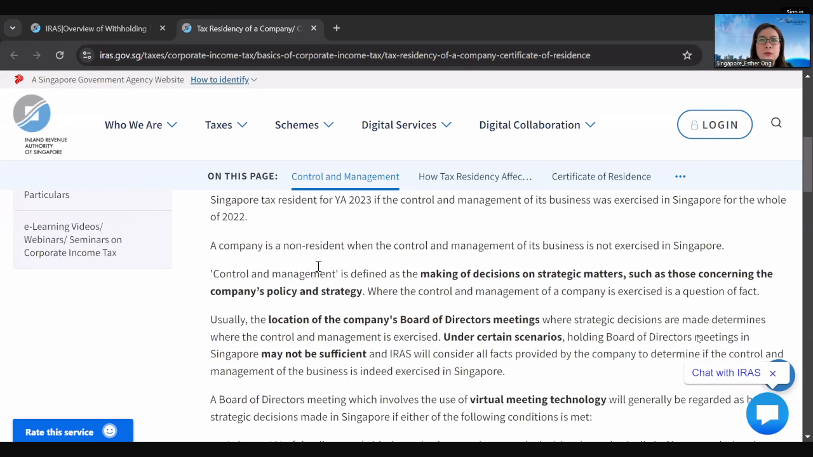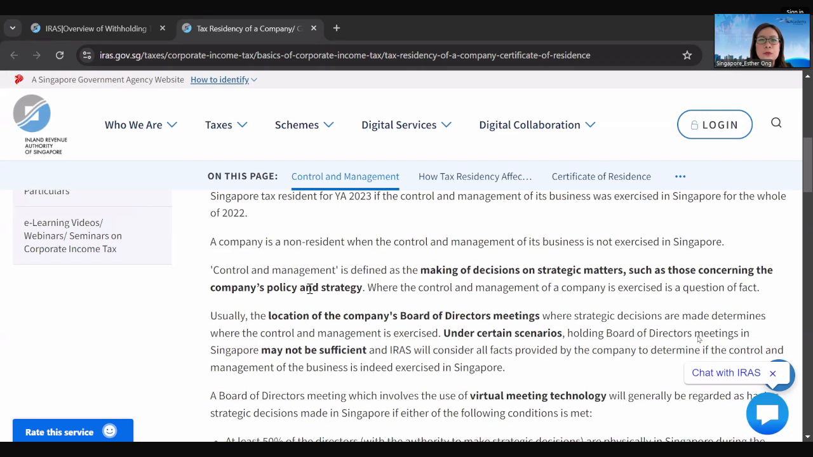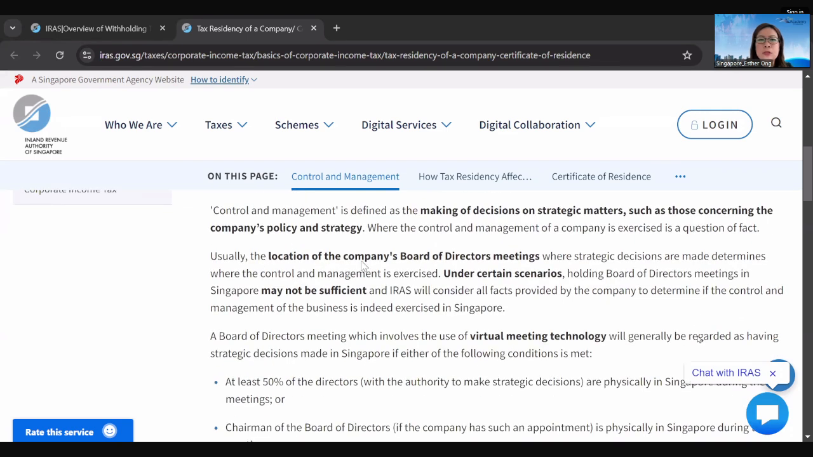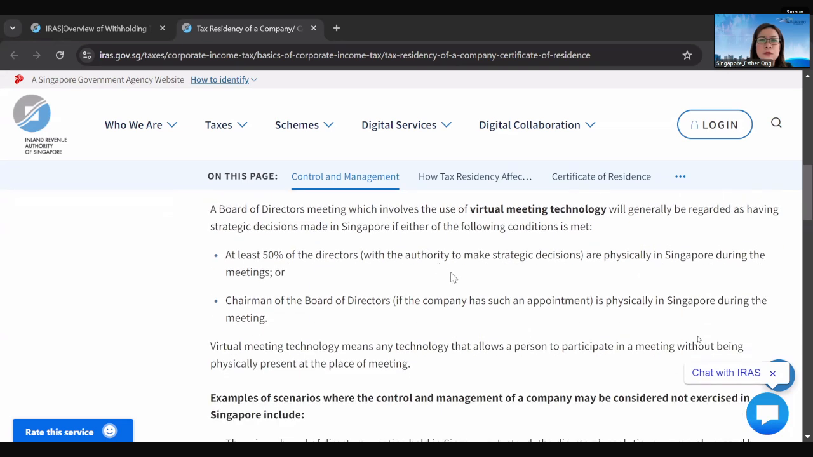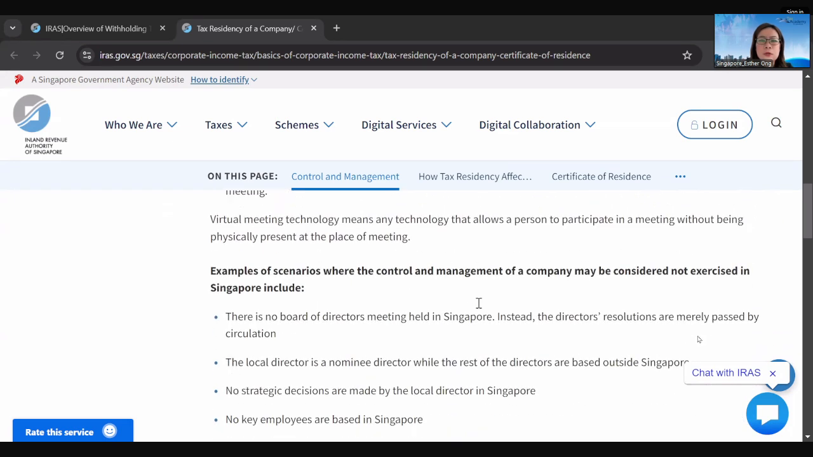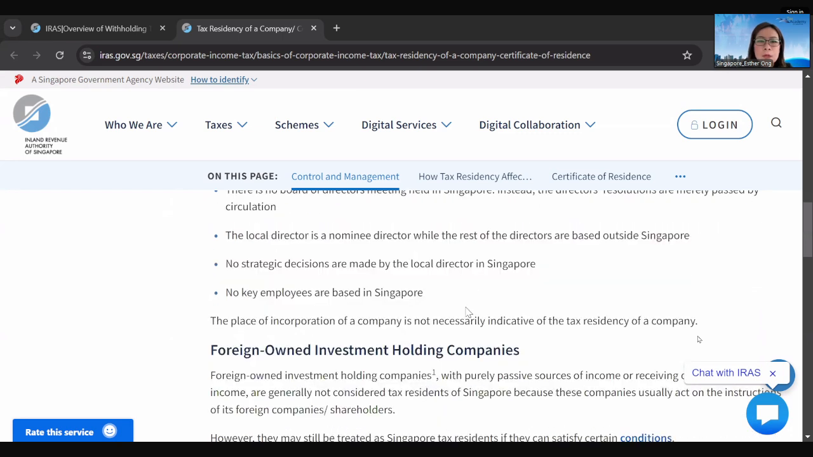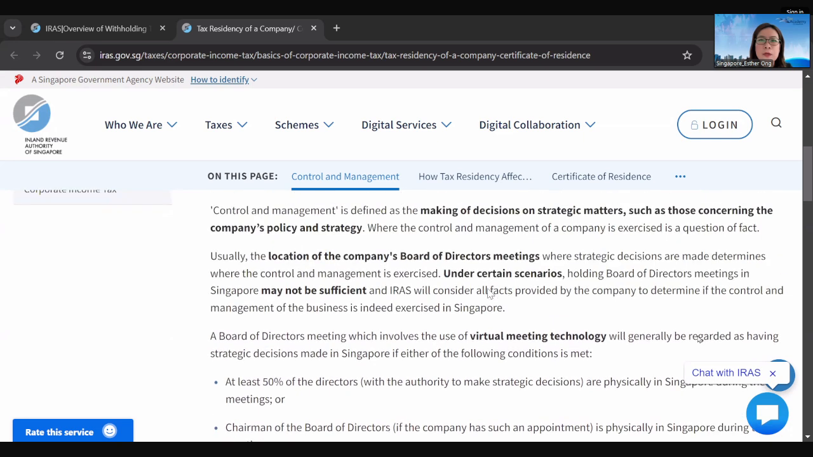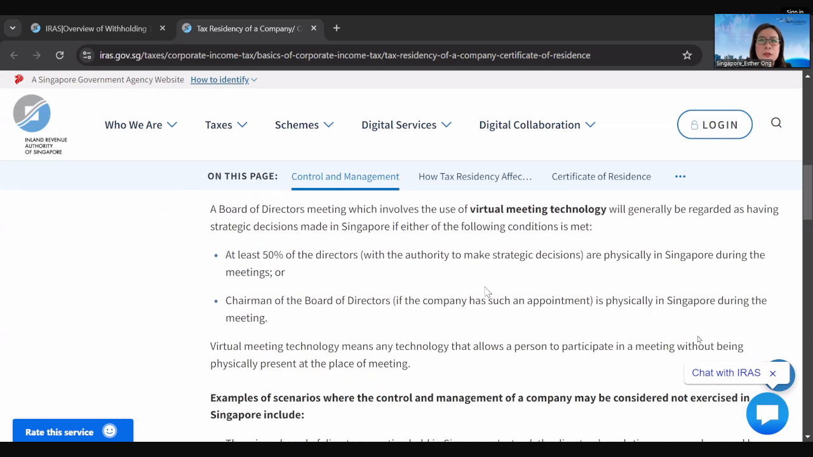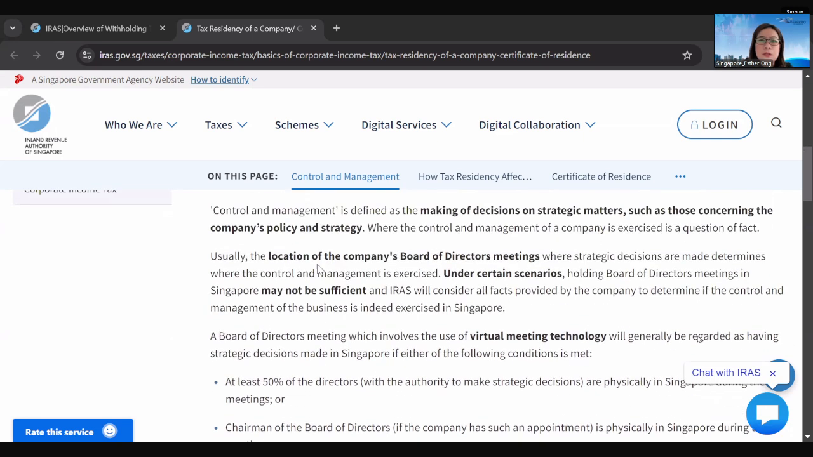One main example we look at is the location of the company's board of directors meetings. If you look at the link that I posted in the chat box, it will bring you to this page. Also there is no change based on my understanding. What I covered in the slide just now is still based on control and management of the business, and one main indicator we use is the location of the company's board of directors meetings.